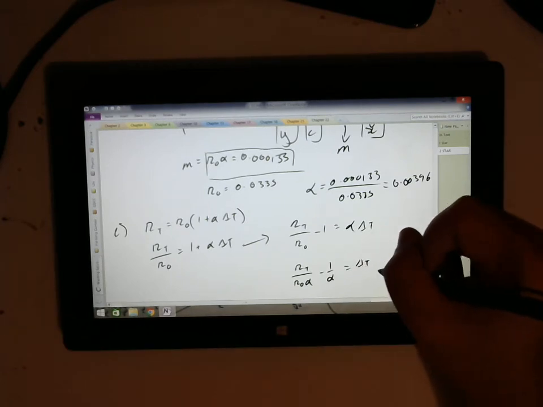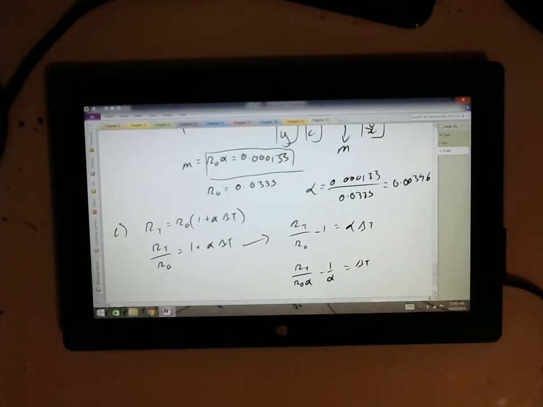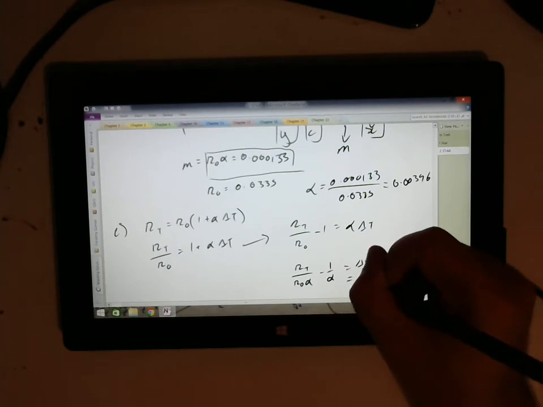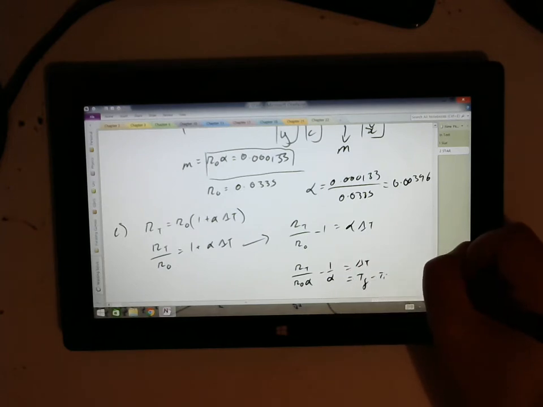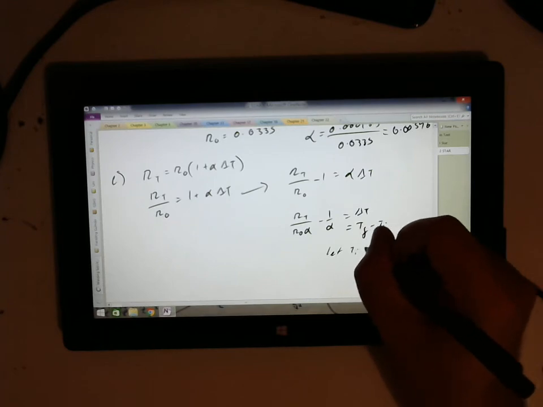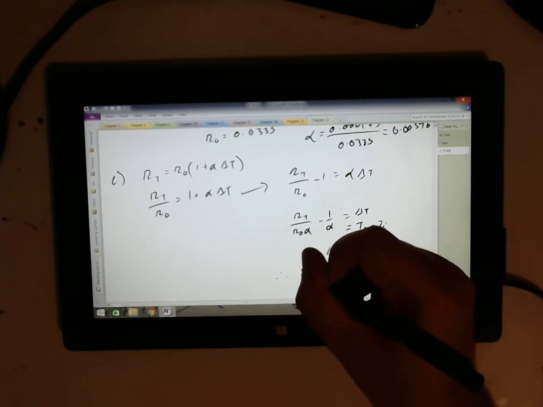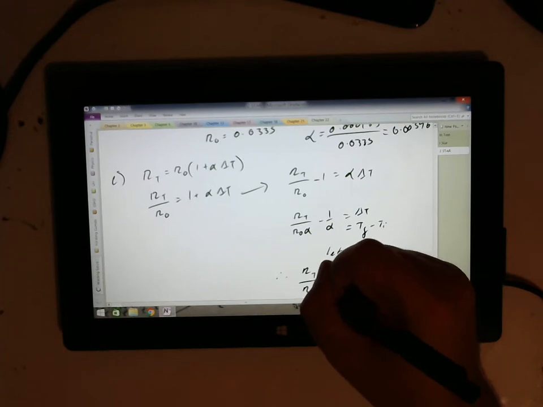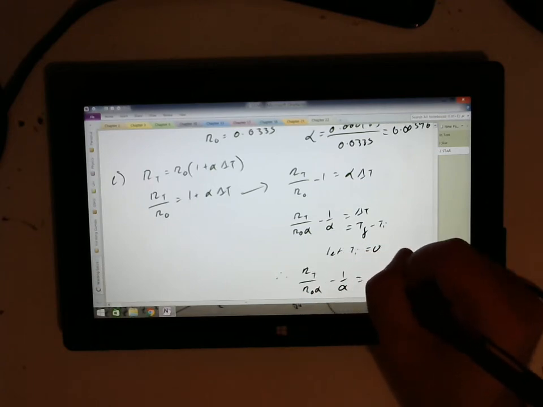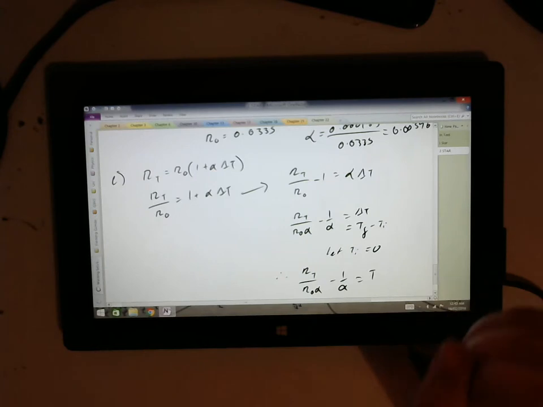We could redefine change in temperature, for example, and write it as temperature final minus temperature initial, and then move the temperature initial to the other side. However, if we let the change in temperature just be from 0, then we don't need that anymore. So I'll rewrite that equals TF minus TI. Let TI equal 0. Therefore, RT over R naught alpha minus 1 over alpha equals the current temperature.